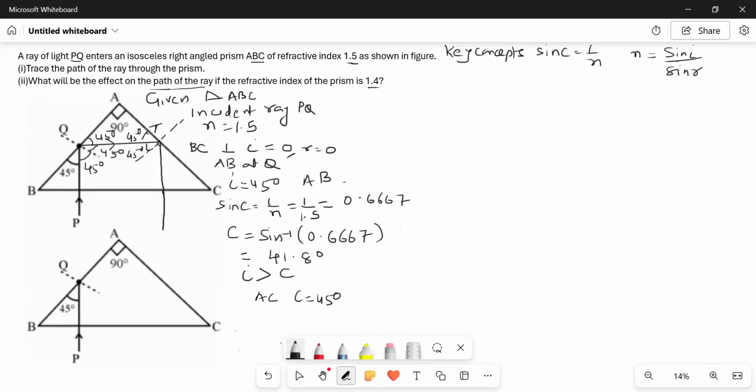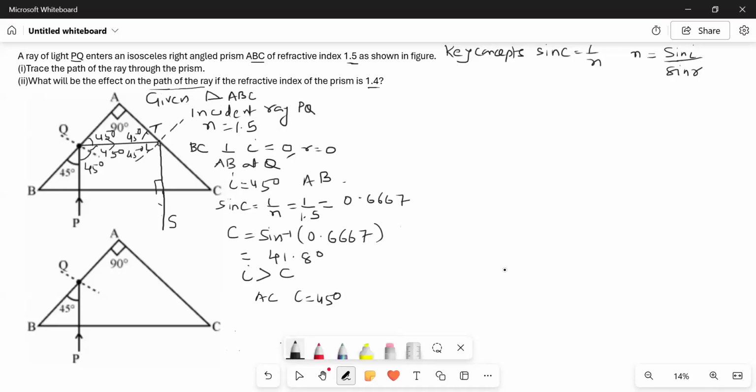Suppose I name it S. So TS will be parallel to PQ. Here again, it will fall normally, so the angle of incidence is 0, the angle of refraction will be 0, and it will go undeviated. So the path of the ray in this case will be QT, which is parallel to BC, and TS, which is parallel to PQ. Two times total internal reflection is happening, on surfaces AB and AC, and on BC, refraction is happening and it is going undeviated. So this is the path of the ray in the first case.